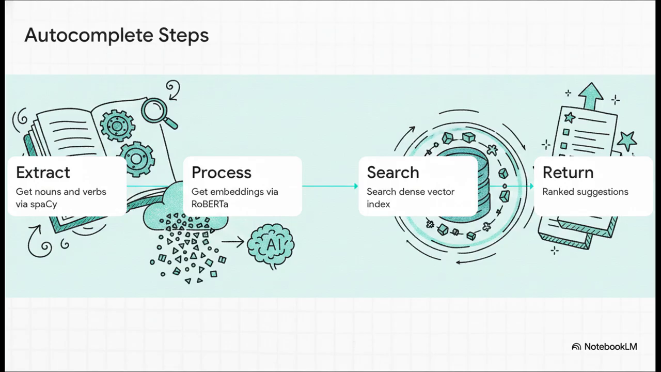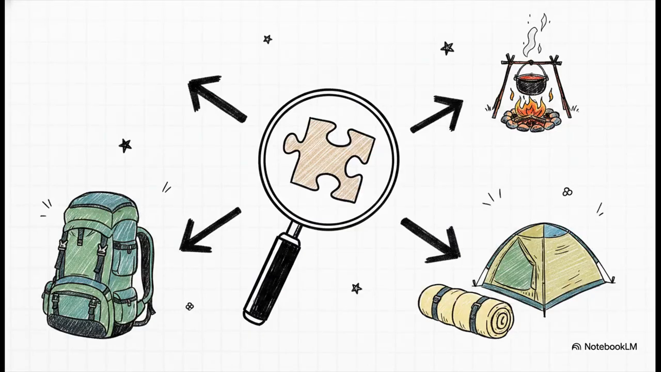Then the magic happens. When a user starts typing, we instantly convert their keystrokes into a query vector, search our index, and return suggestions ranked by their actual concept, not their spelling. The results you get from this are honestly incredible.